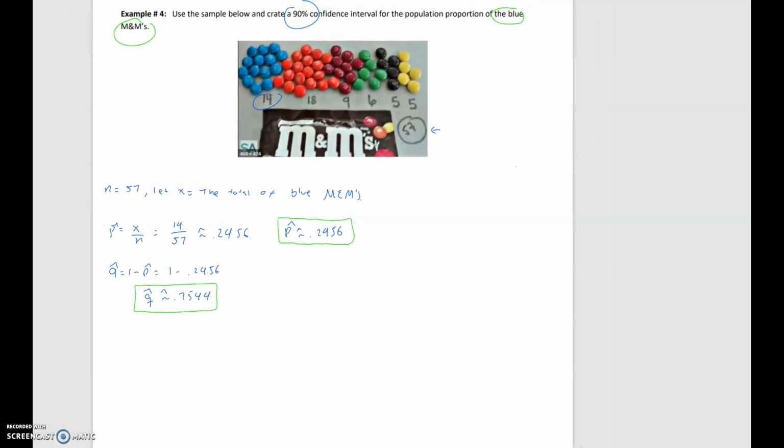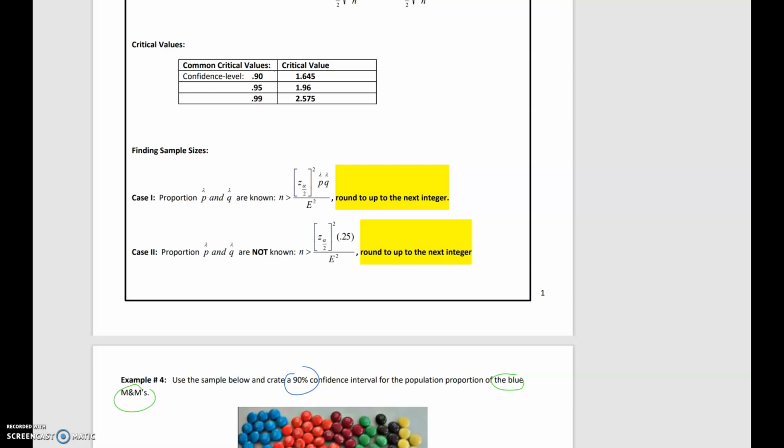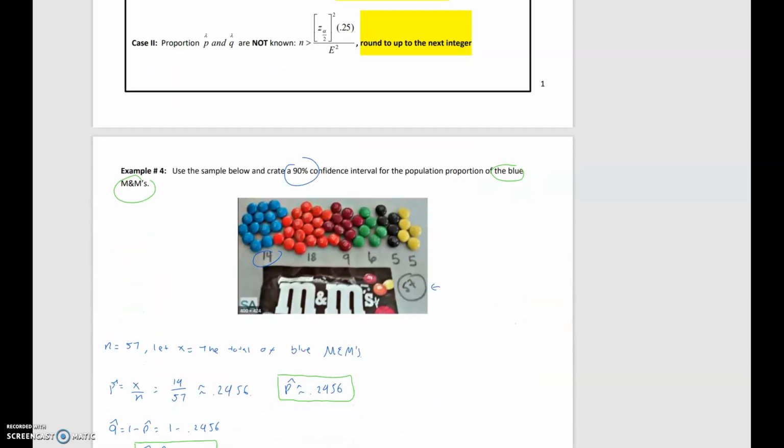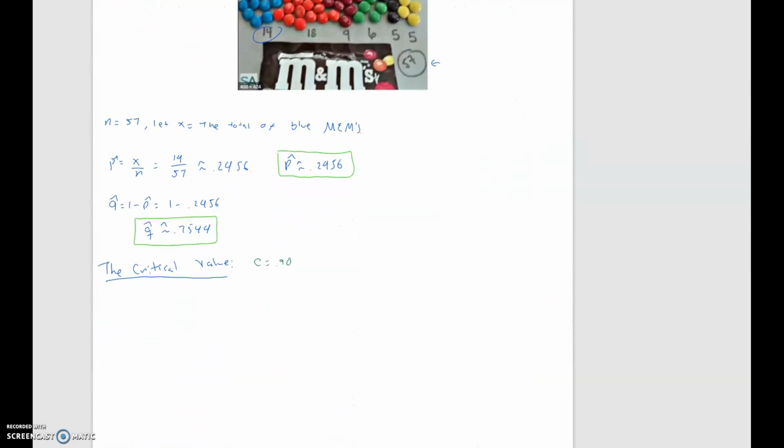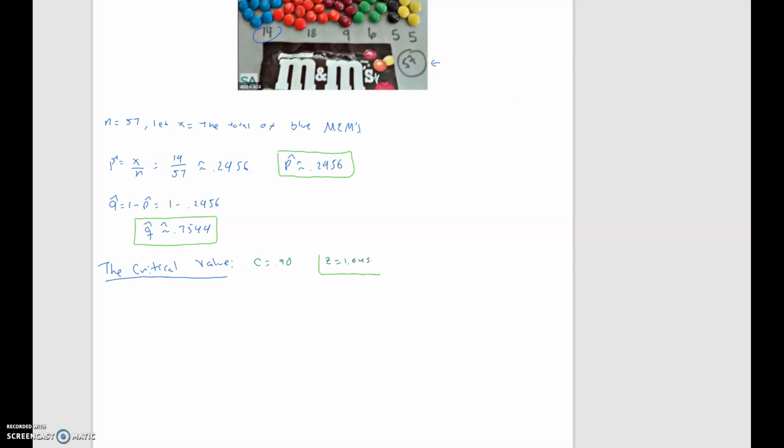Next portion of the problem is going to be the critical value. And this is based on C. So what we're given on the problem is that C is equal to 0.90, or a 90% confidence interval. It's a standard one. So for the 90, we're just going to use the value from the table, 1.645. And we technically have all the values for the standard error.